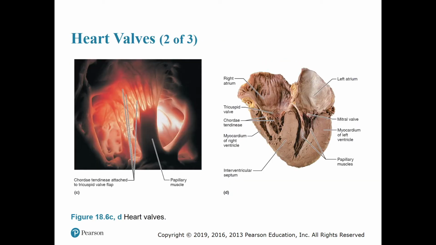In figure 18.6c and d, you can see the heart valves. In c, you can see the chordae tendineae that are attached to the tricuspid valve flap, and they are being held by the papillary muscle. Here you can see the right atrium, and then you can see the tricuspid valve and the chordae tendineae, and then the mitral valve on the left side, and notice the papillary muscles.